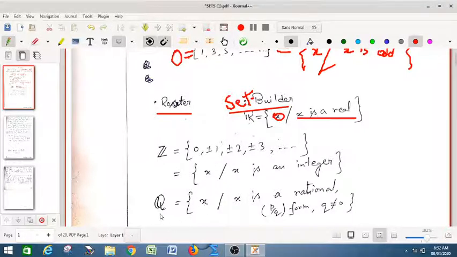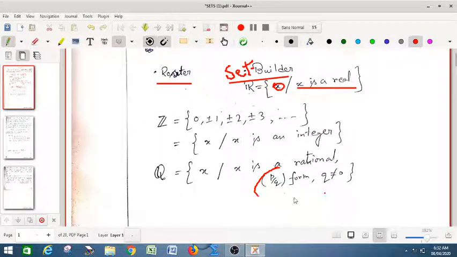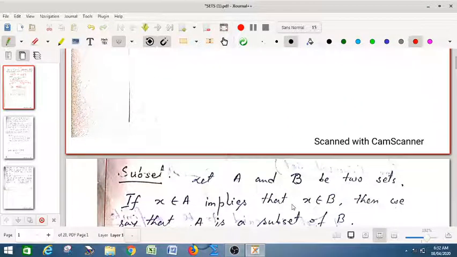Also, for rational numbers, what is a rational number? Rational numbers are numbers of the form p by q, where p and q are numbers prime to each other. So this is the form of the rational numbers. These are the basic examples and a few concepts, the starting introduction of sets.